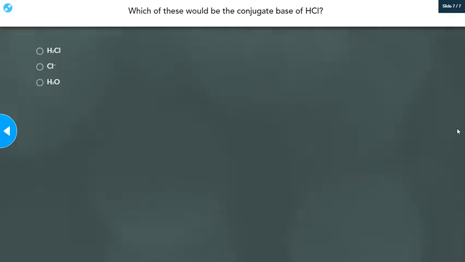Then what would be the conjugate base of HCl? If we're looking for a conjugate base, that means that HCl is an acid, which we already established. HCl is hydrochloric acid. We know acids give away their hydrogens. So the leftover, the Cl, is going to be the conjugate base. It's going to be Cl minus because it gives away an H plus. HCl is neutral. If you get rid of a positive, you're going to be left with a negative.